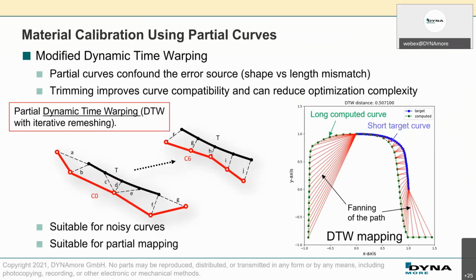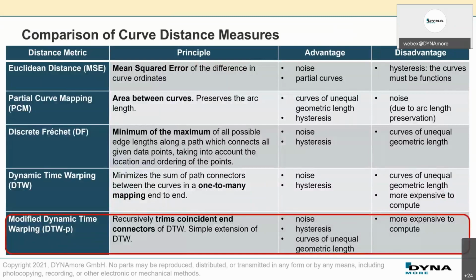So this similarity measure is suitable for noisy curves. Already the standard dynamic time warping is of course suitable for noisy curves, but it's also now suitable for partial mapping of curves. So the curve distance measures or similarity measures that are available now in LSOPT are the ones you see here. We of course still have the mean squared error, which is suitable for noise and also partial curves, but the disadvantage is that it's not suitable for hysteretic curves.